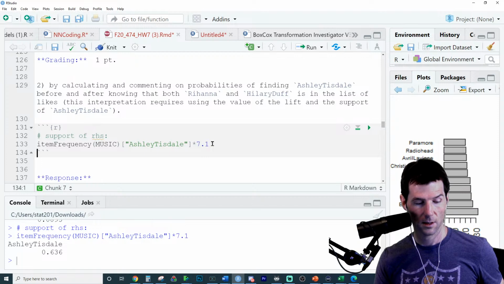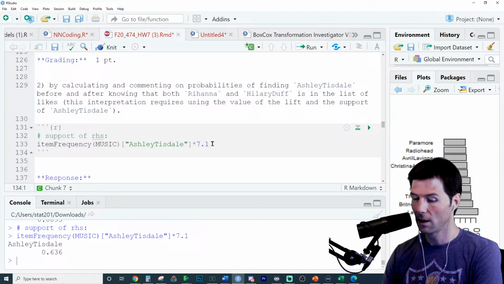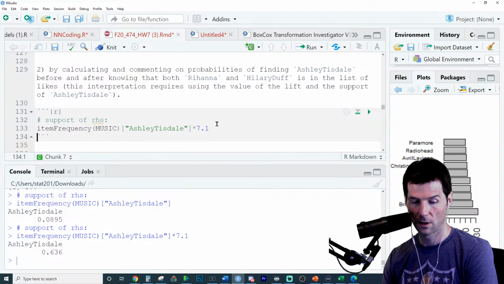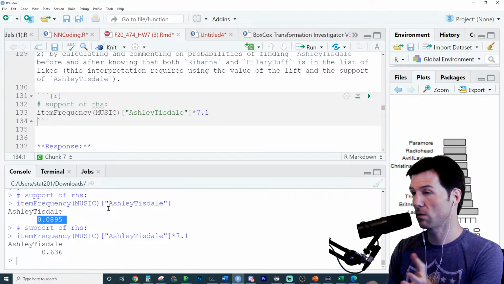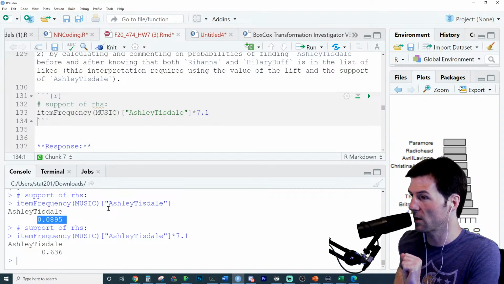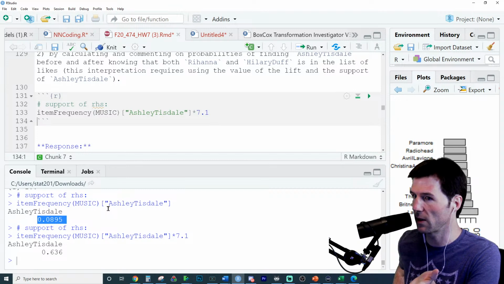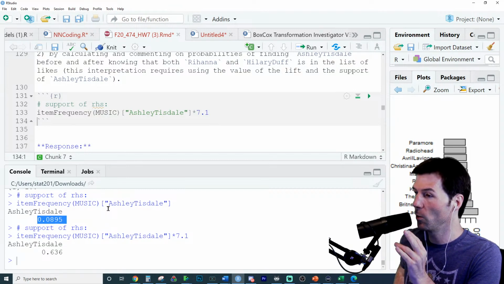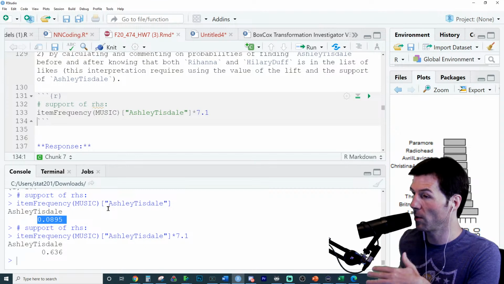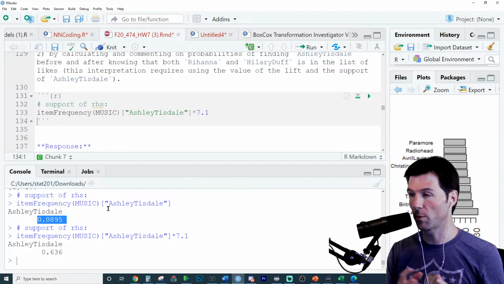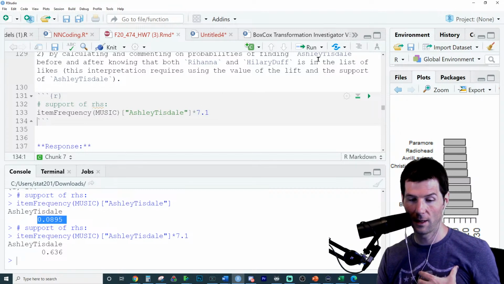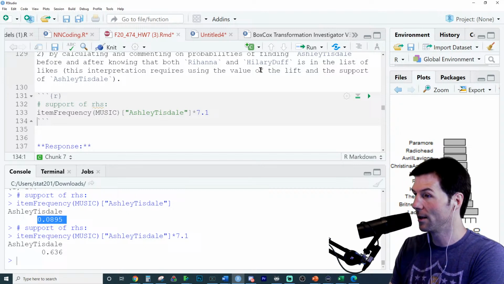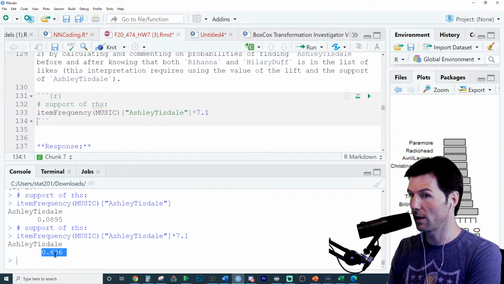And what do we have right here? Just think about, this is the answer to the question. This is the probability of Ashley Tisdale right now. Just randomly someone having Ashley Tisdale in their playlist. Like, do you have Ashley Tisdale? Random person, about 9% of the time. But with the knowledge, this is like posterior before knowing, or prior, before knowing they have Rihanna and Hillary Duff.